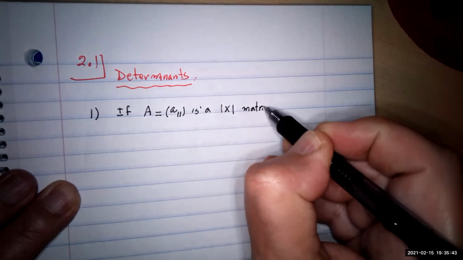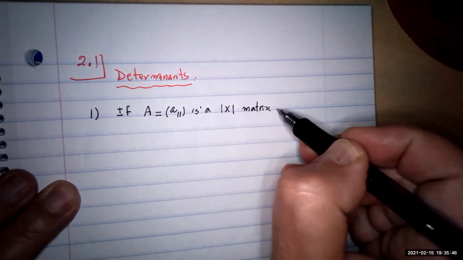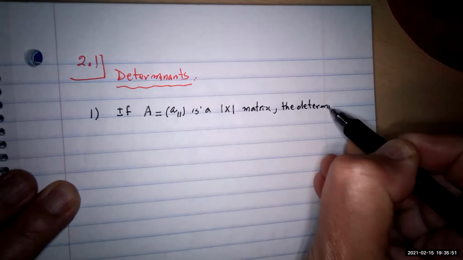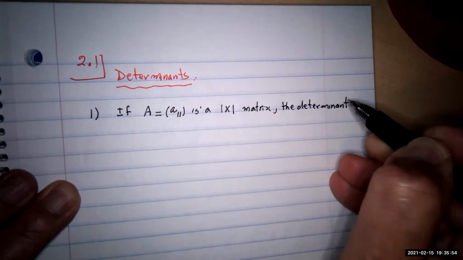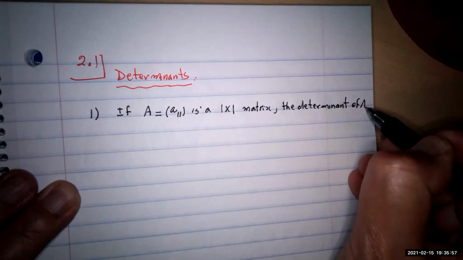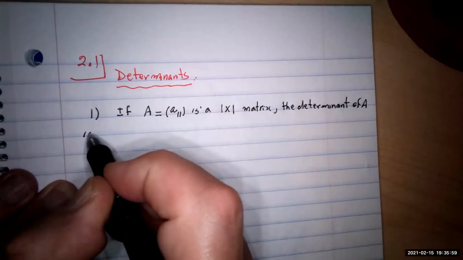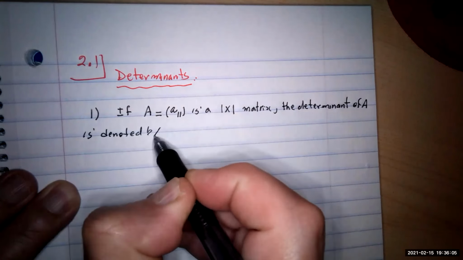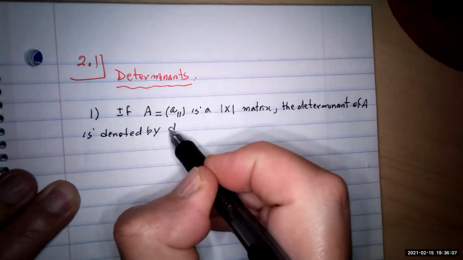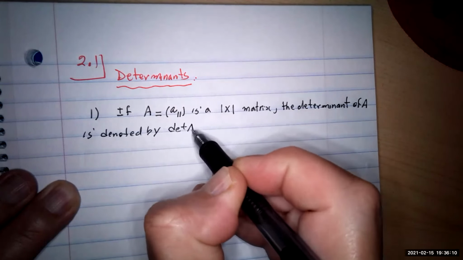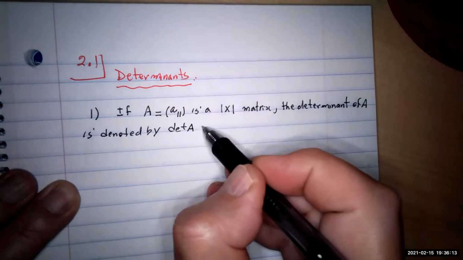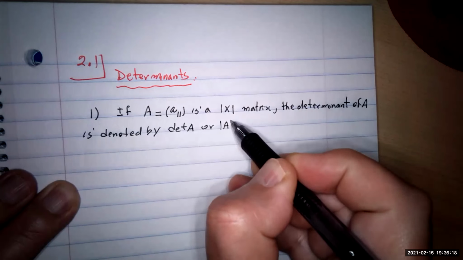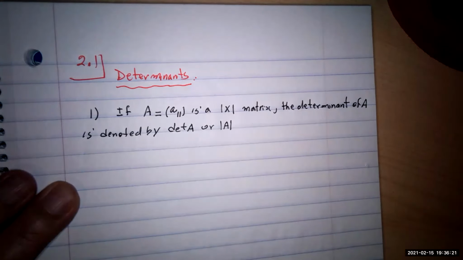Okay, it's a one by one matrix. The determinant of A is going to be denoted using two different notations. The first notation is just det of A, which is very popular. The other, which is kind of like absolute value, is two vertical lines. So this also means the determinant.